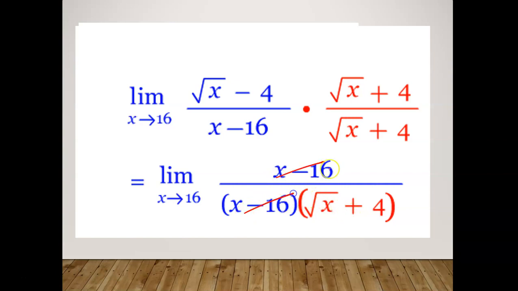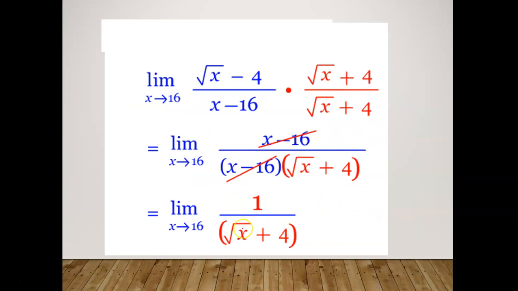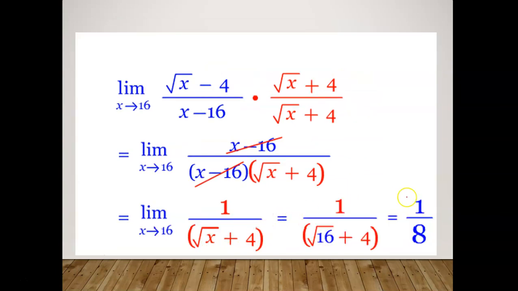So this one can cancel out. So you are left with only 1 over √x + 4, where you substitute directly x = 16. So you will get 1 over √16 + 4. √16 is 4, so 1 over 8.